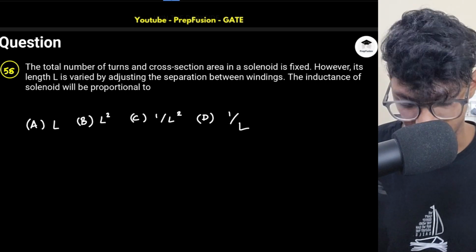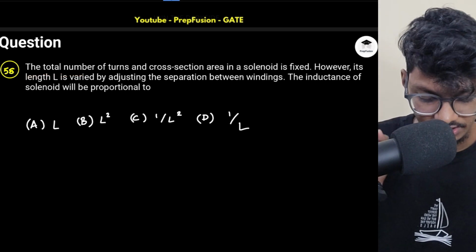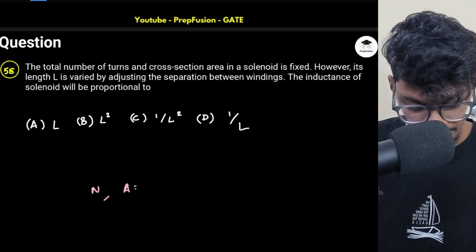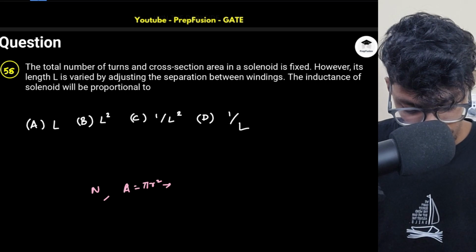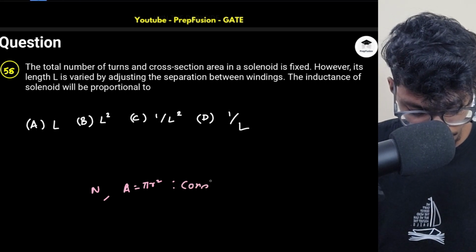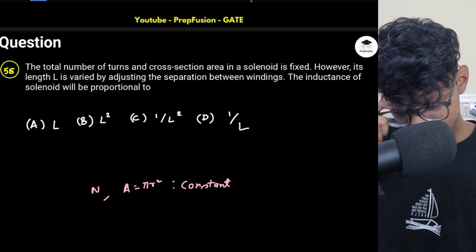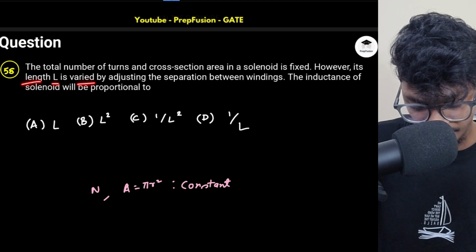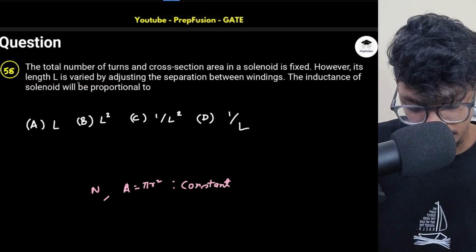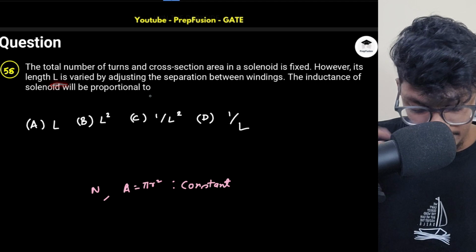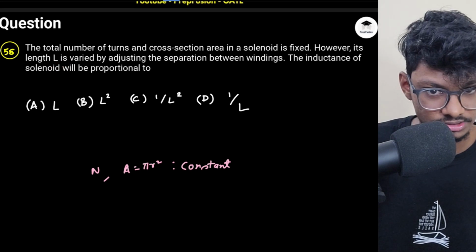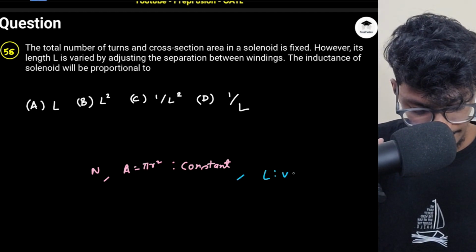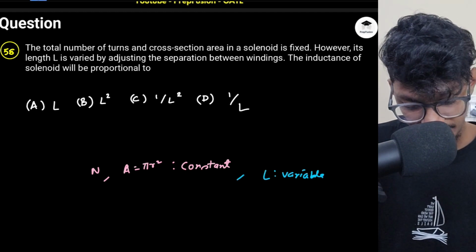So let's do a question on this. The total number of turns and the cross-section area in a solenoid are fixed. So the total number of turns capital N and the cross-section area A, equal to pi r squared, are constant. However, its length L is varied by adjusting the separation between the windings. I can have more space between the windings or less space. So L is variable, but the number of turns and the area are constant.